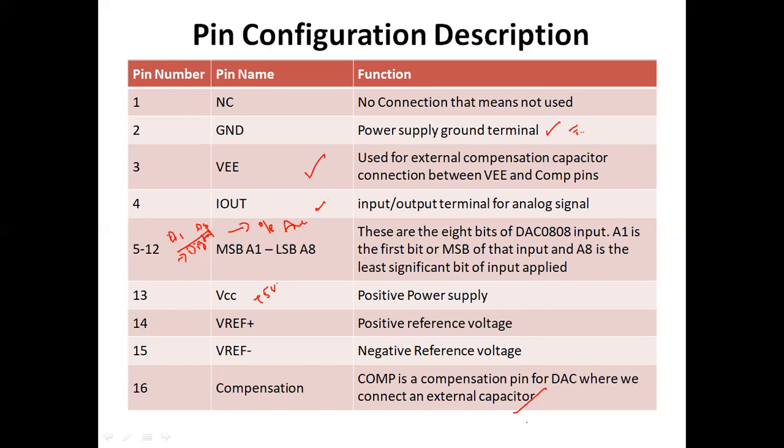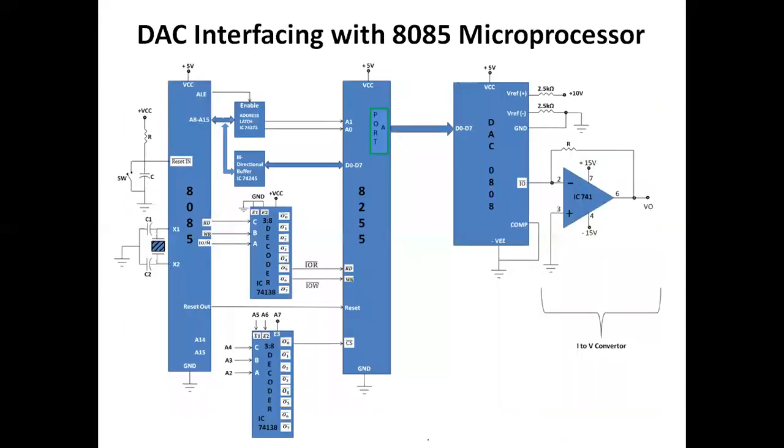Fine. So here we will be covering the interface of the DAC using the 8255 with the 8085 microprocessor. The 8255 is one of the chips which we need to connect in between the DAC and the 8085 in order to interact with the DAC 0808 and the 8085 microprocessor. We need the 8255, which we call a general purpose input output device.